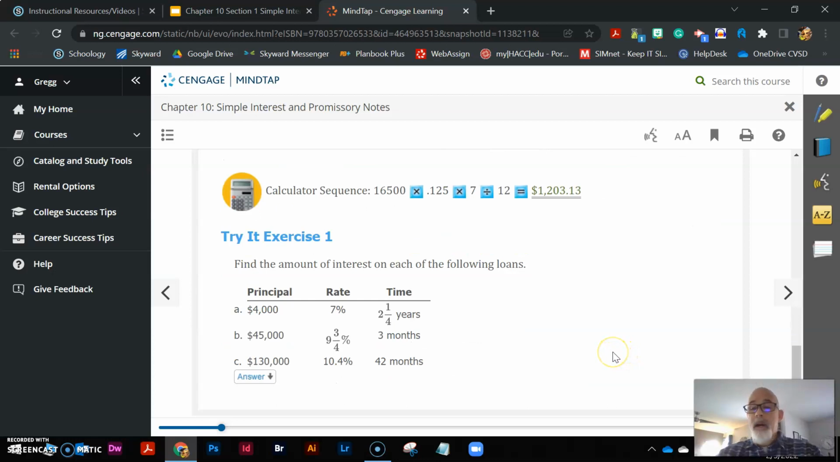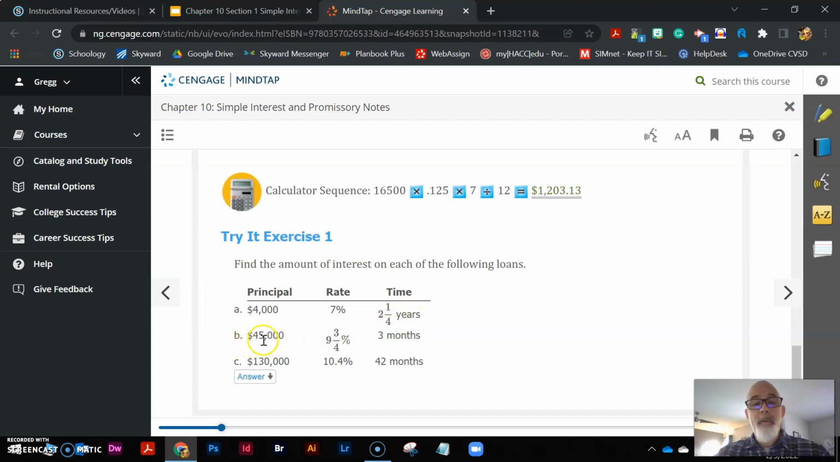Down here, a little bit further, we have a couple other problems we can look at. 4,000 is my principal, straightforward on that, 7%, leave it at 7%, or you can convert it back to a decimal. If you're doing 2 1/4 years, the only thing you have to worry about is you have to fix the quarter. You've got to convert that back to a decimal. So that would be 2.25 years when we're doing this.